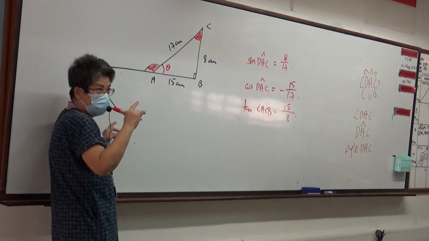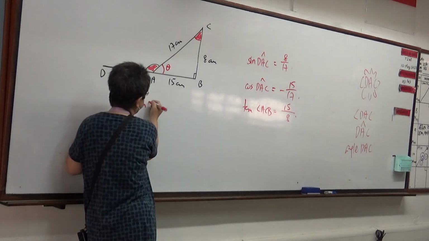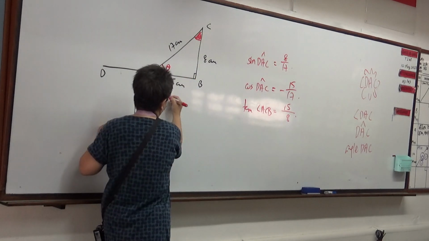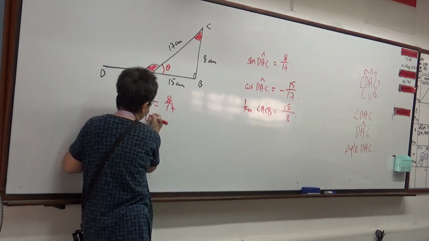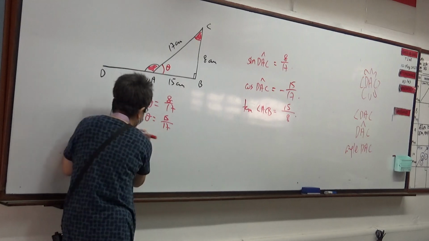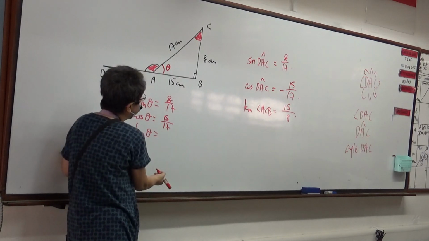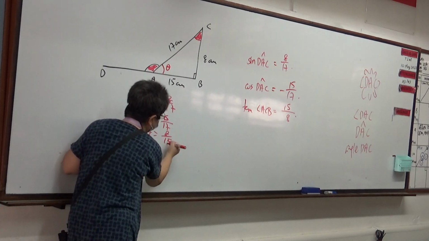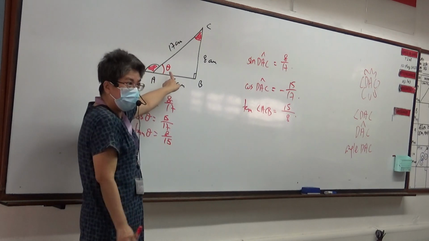Once I have this right, I teach you one move, okay? What is sine? 8 over 17. What is cosine? 15 over 17, right? What is tangent? 8 over 15, correct?